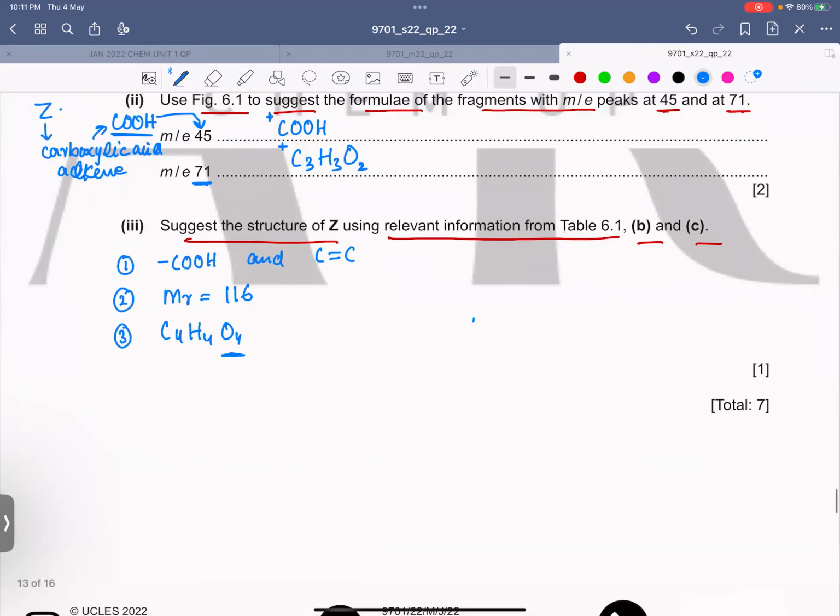Now think, how many oxygens are there? 4. First think, how many carbons are there? There are 4 carbons, right? So I would make up 4. There are 4 oxygens. In one carboxylic acid, how many oxygens are there? 2. So it means there is a chance of 2 carboxylic acids in a molecule, right? Is this point clear?